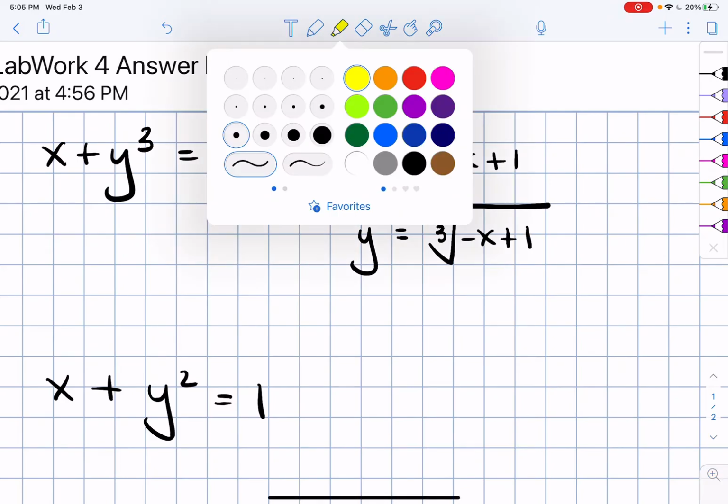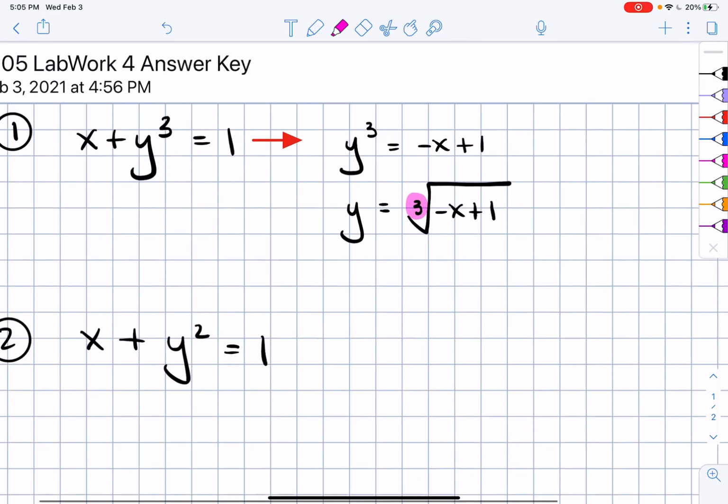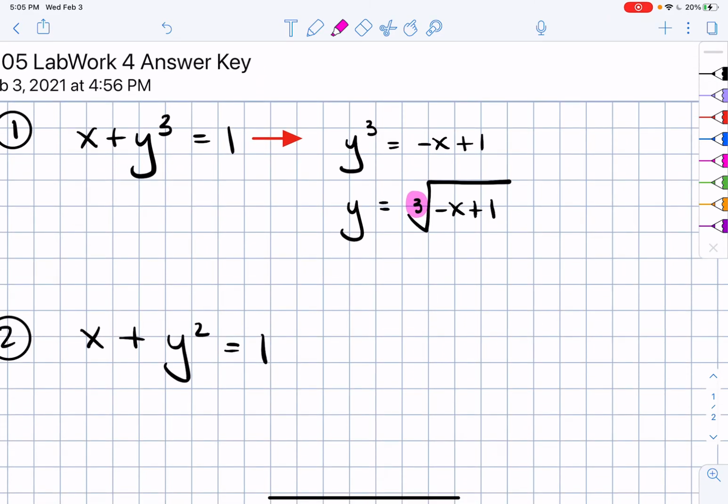And because this is a cube root, that means I'm not going to have a plus and minus. Therefore, I'm only going to get a distinct y for every x I have. So therefore, x plus y cubed equal to 1 is a function. And that's choice A.